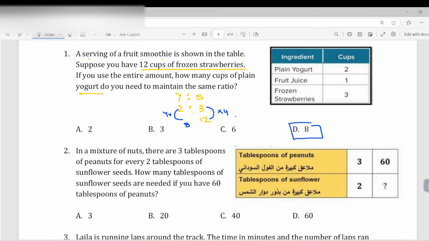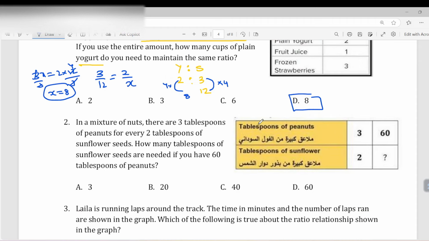Not necessary, you can go like this also. Part by whole: 3 by 12, equal to 2 by x. If you cross multiply, 3x equals 2 into 12, dividing by 3 both sides, 3 goes into 12 four times, 4 times 2 is 8, x equals 8. You can go this way also. It is up to you. Any way you can go. I am just showing the model. Whichever you like, you can go.